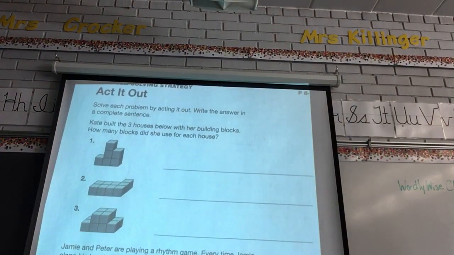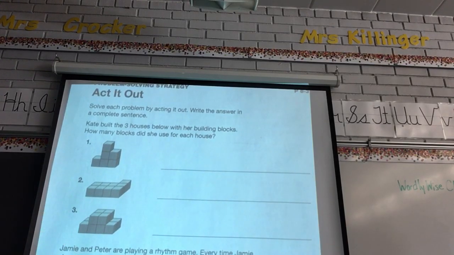All right, Kate built 3 houses below with her building blocks. How many blocks did she use for each house? Guys, remember, if you're upstairs, that doesn't mean that the downstairs disappears. Remember, we've talked about that with place value. Just because someone's not in your house doesn't mean that your house does not exist. So, just because you may not be able to see what's under a cube, you do not have to see downstairs when you're upstairs to know that it's there because it's holding you up.